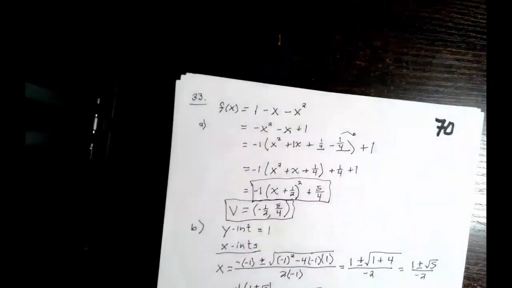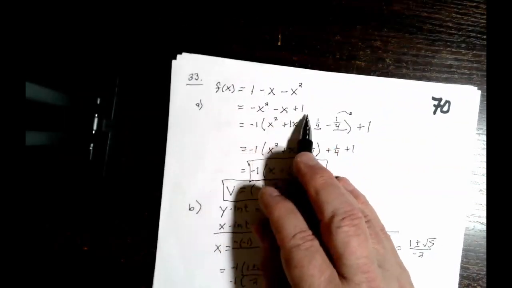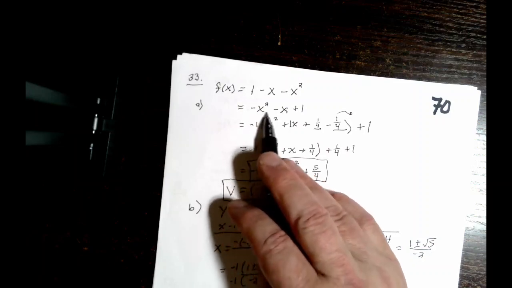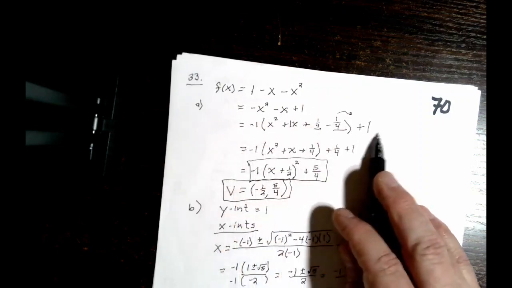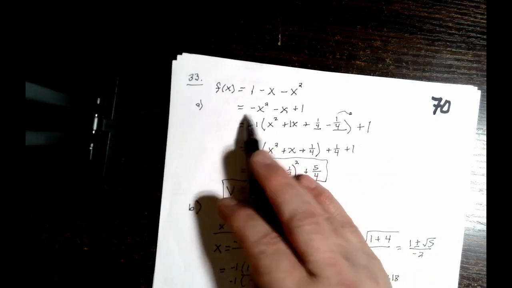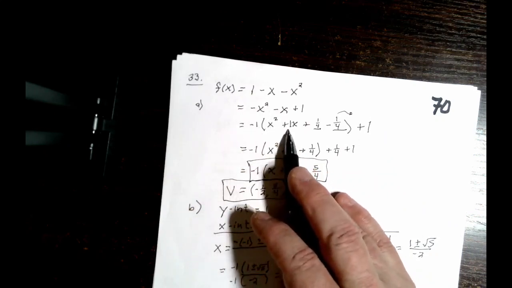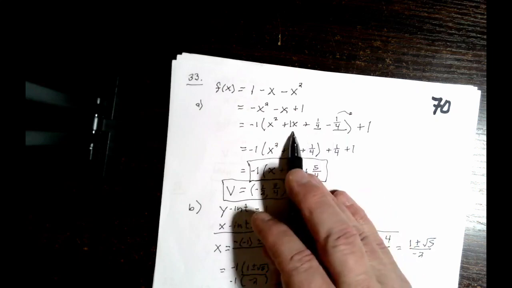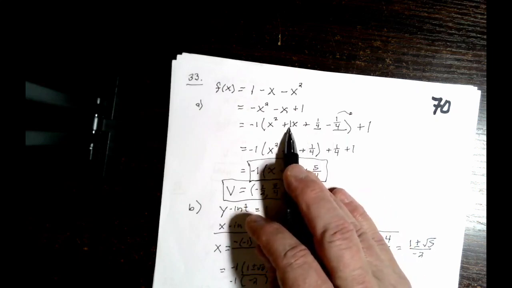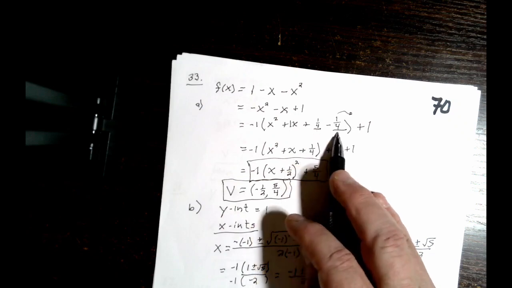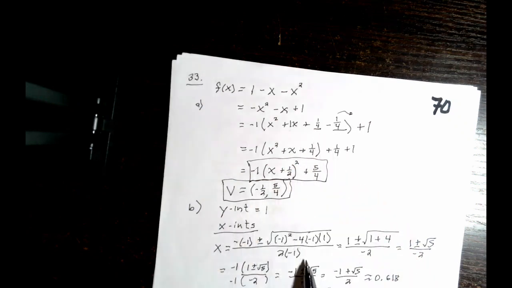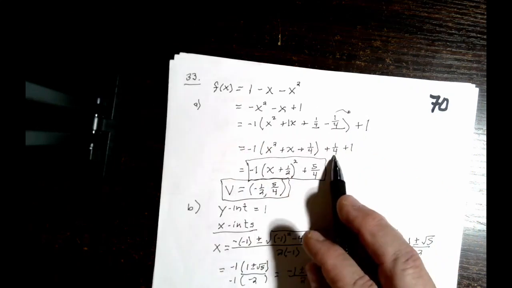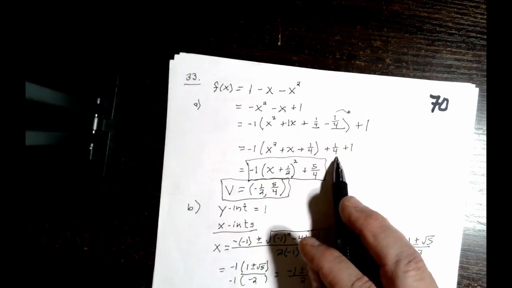Number 30, write it in descending order. You see your a is negative 1. So you factor out a negative 1 out of these two, you leave the plus 1 outside. So you factor out a negative 1 out of these two, and you get x squared plus 1x. Alright, so what are we going to add and subtract? Well, 1 divided by 2 squared, which is 1/4, and minus 1/4. When you move that guy outside, it gets hit with the negative 1, so it's positive 1/4.